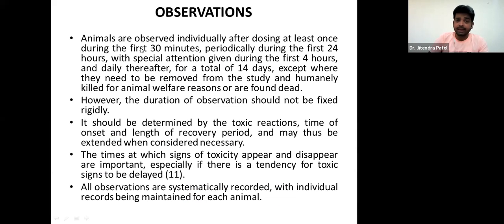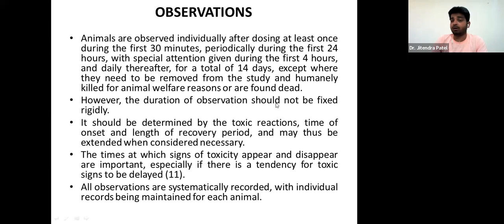Observation: animals are observed individually after dosing at least once during the first 30 minutes, periodically during the first 24 hours, with special attention given during the first 4 hours, and daily thereafter for a total of 14 days, except where they need to be removed from the study or humanely killed for animal welfare reasons, or are found dead, right? So that's just like after surgery, whenever the person is kept under observation, in the same way we have to keep those animals for observation. First 4 hours is very important.